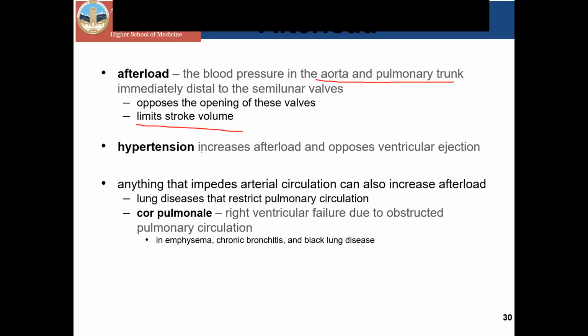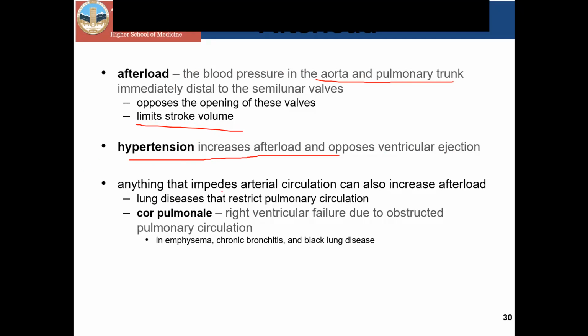Now, hypertension increases afterload and opposes ventricular ejection. Hypertension is a condition when we have higher blood pressure in the body, in the whole vessel system. It means we have high blood pressure in the aorta and pulmonary trunk too, and it limits the stroke volume. Do you understand this, guys? Yes.